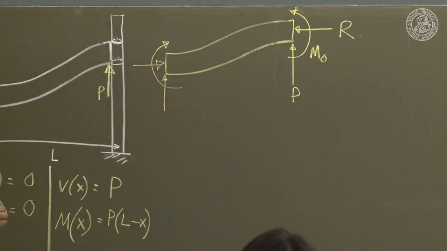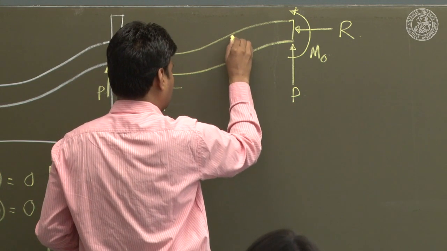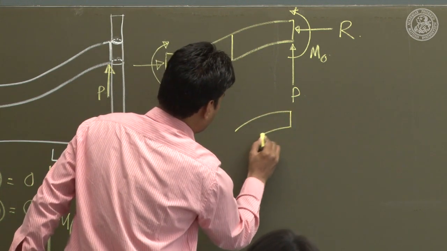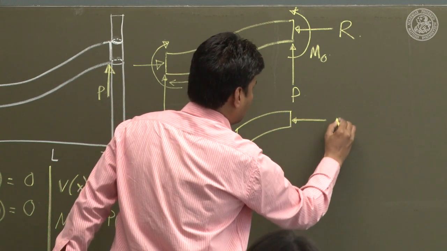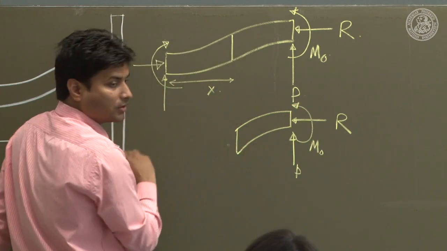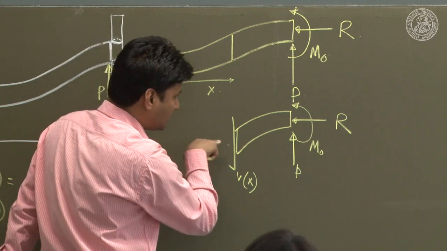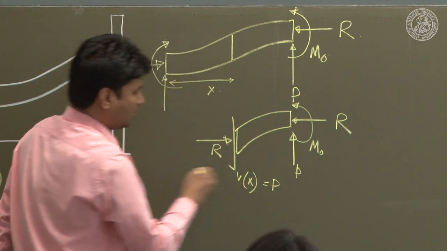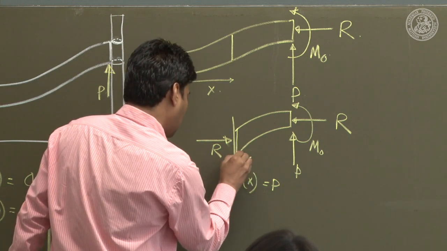Then let's think of getting the shear force and bending moment. Let's suppose at any section over here, which is at a distance x, we isolate that section and again draw the free body diagram. Here you have R, then you have P, and then you have M naught. And over here, you have the shear force V of x. There will be some axial force also to balance this, which is going to be same as R. And of course, V of x also becomes same as P. All that comes by applying the force balance. And then you have your M of x.